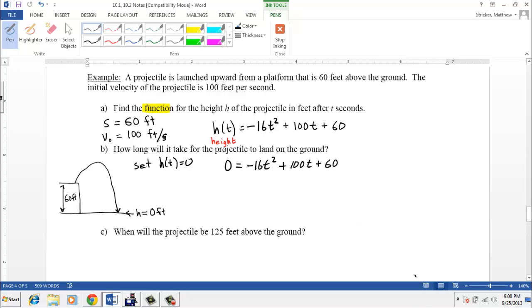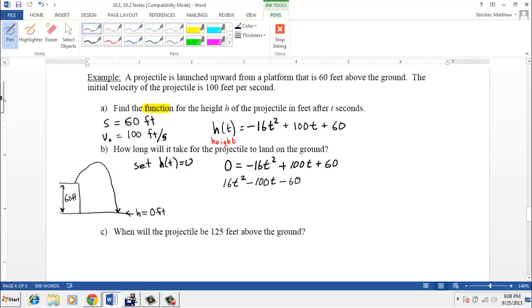And we know how to solve stuff like this. We can use the quadratic formula. We can try to factor. The very first thing I would say is that typically we don't want that squared term to be negative, so let's go ahead and move everything to the other side. That makes it a positive 16t squared, a negative 100t, and a negative 60.